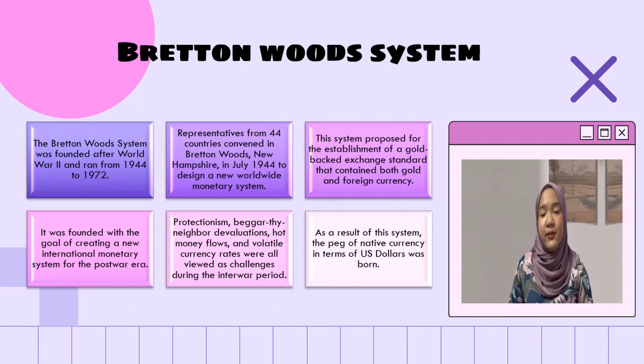The Bretton Woods system was established after World War II and was in existence between 1944 to 1972. In July 1944, representatives of 44 nations met at Bretton Woods, New Hampshire, and designed a new post-war international monetary system. This system advocated the adoption of an exchange standard that included both gold and foreign exchange. Under this system, each country established a par value in relation to the US dollar that was pegged to gold at $35 per ounce. Protectionism, competitive devaluations, hot money flows, and volatile currencies are all viewed as the challenges during the interwar period. As a result of this system, the peg of native currency in terms of the US dollar was born. The countries, rather than linking their currencies to gold, linked them to the US dollar.